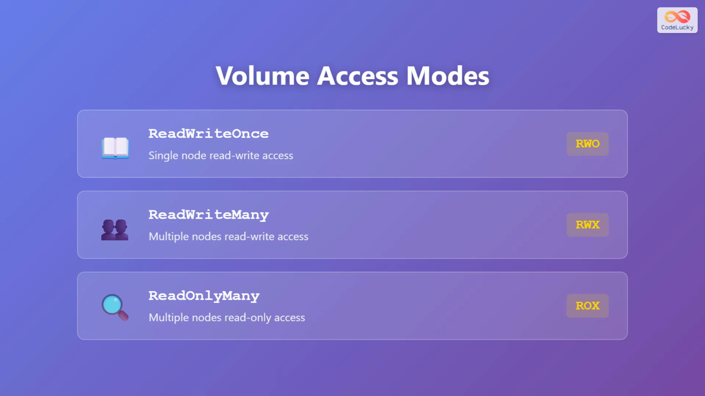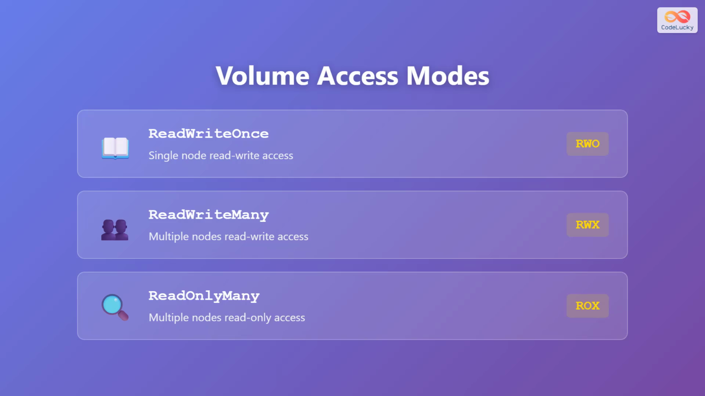Volumes support different access modes that define how they can be mounted and accessed. There are three primary access modes. First is ReadWriteOnce, abbreviated as RWO, which allows the volume to be mounted as read-write by a single node. Multiple pods on the same node can use it, but not pods on different nodes. This is the most common mode and is supported by most storage types.